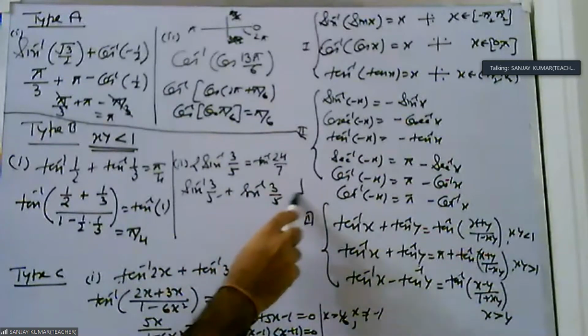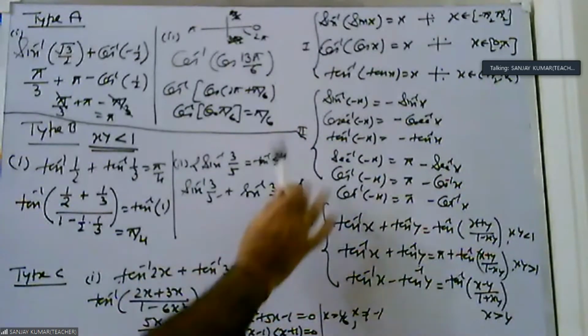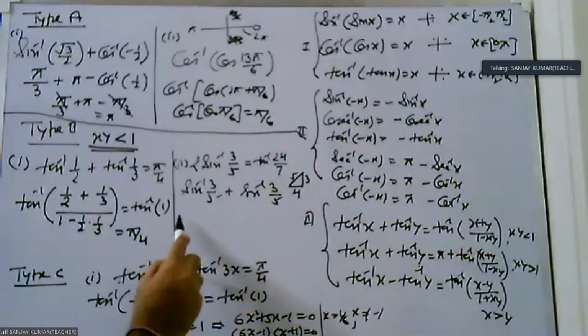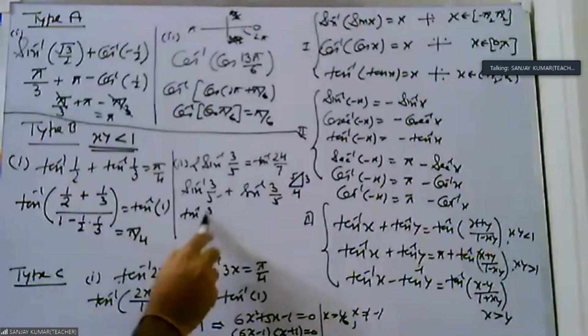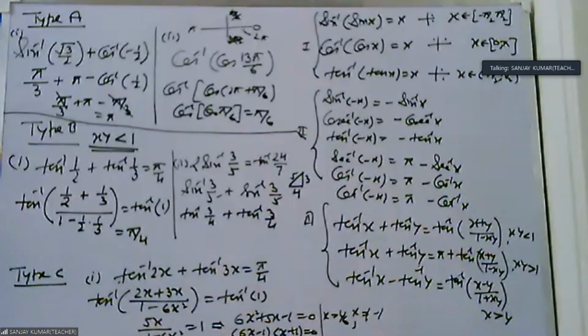You make a triangle for it. This is 3 by 5. Please see your board. 3 by 5, 3 by 5. Then you change it with the help of a triangle. You make a triangle. This is 3, this is 5, this is 4. So this will be tan inverse 3 by 4 plus tan inverse 3 by 4. You again use the formula and you get the answer.